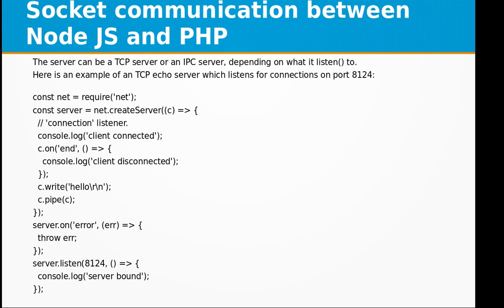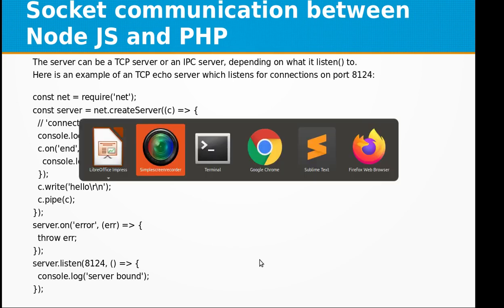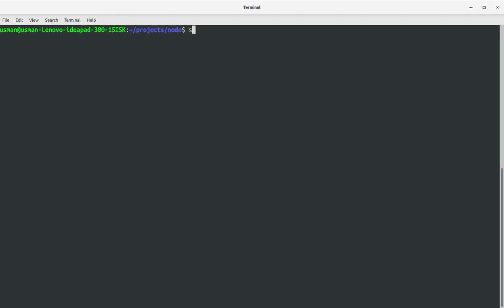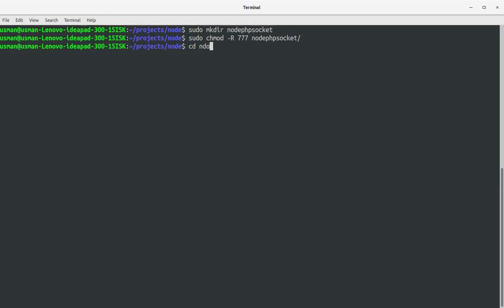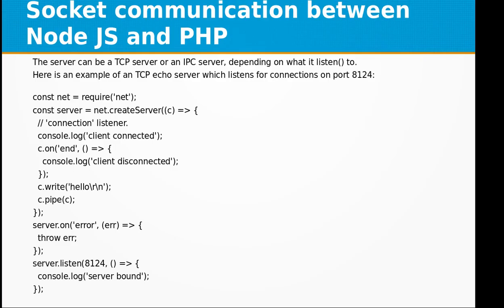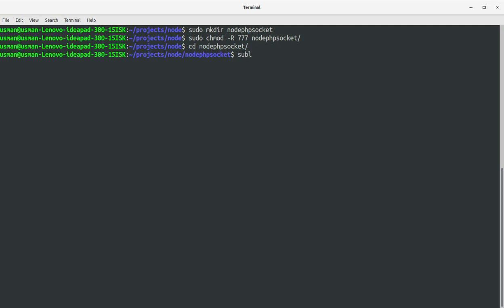The server can be a TCP server or an IPC server depending on what it listens to. Here is an example of a TCP echo server which listens for connections on port 8124. Let's try this example. First of all, let's create a project directory, and I'm going to name it node php socket. Set the permissions. Let's move into this directory and create our first file.